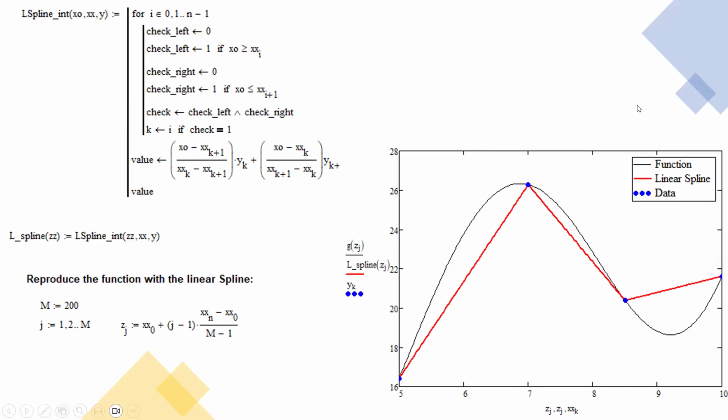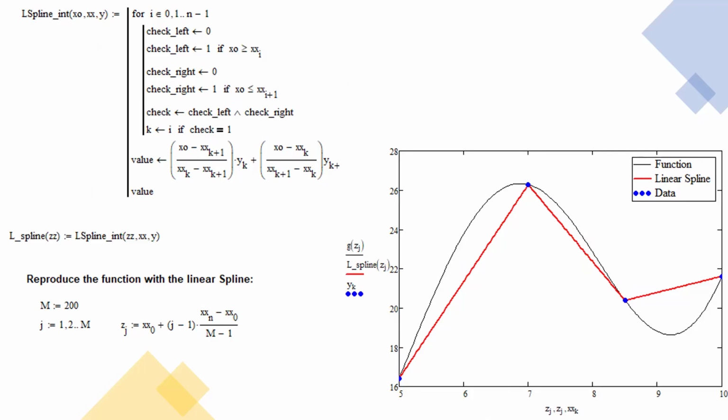We construct, as you can see, the linear spline interpolation between each pair of data points. We estimate the value by using the straight line that connects the two data points together. So instead of one global polynomial, we connect the data points using straight line segments.